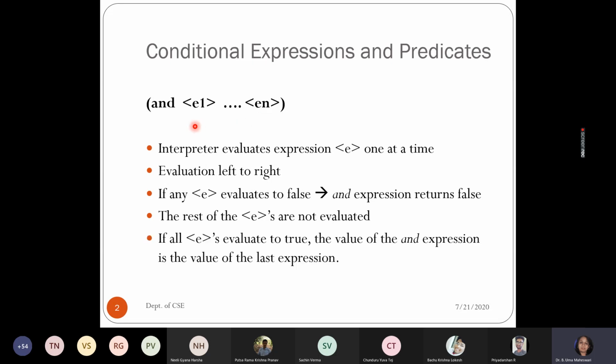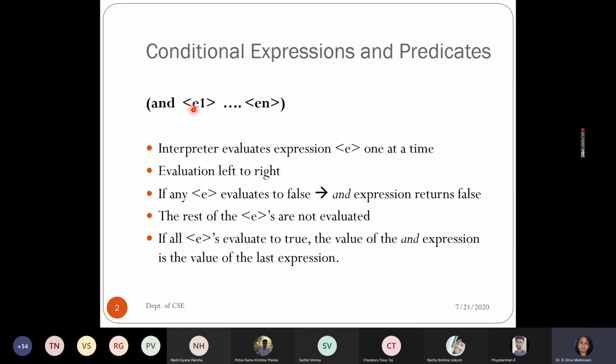Okay, so now consider all the expressions are true. What will happen? What will be returned? It will return the last expression. Yeah, so everything is true, so it will return the value of the last expression. It will not return E1 and E2. It will not perform the operation true and true and true and true.